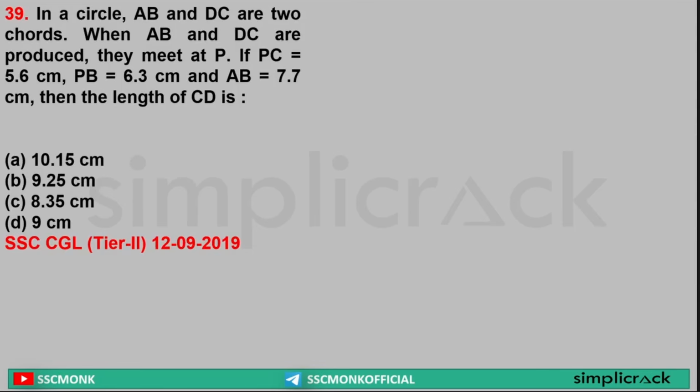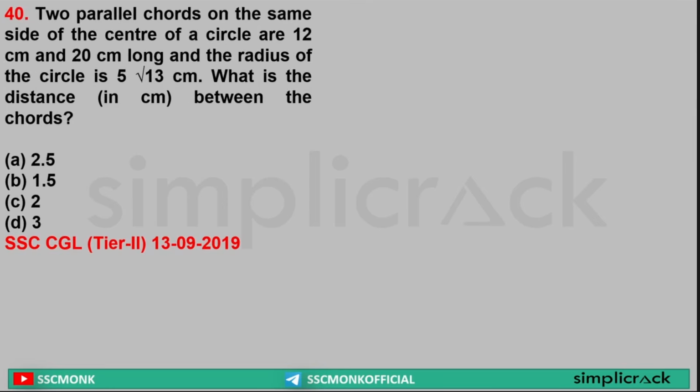In a circle, AB and DC are 2 chords. When AB and DC are produced, they meet at P. If PC is equal to 5.6 centimeter and PB is equal to 6.3 centimeter and AB, very simple. This is a homework for all of you. Next. 2 parallel chords on the same side of the center of a circle are 12 and 20 centimeter in length. What is the radius of the circle? 5 root 13 centimeter. What is the distance between them?